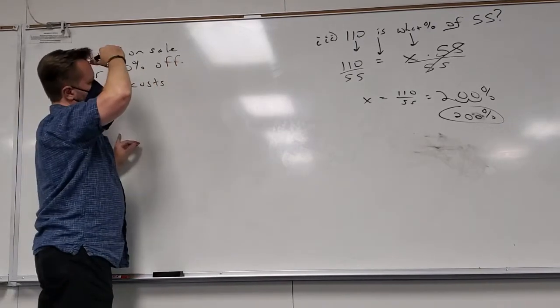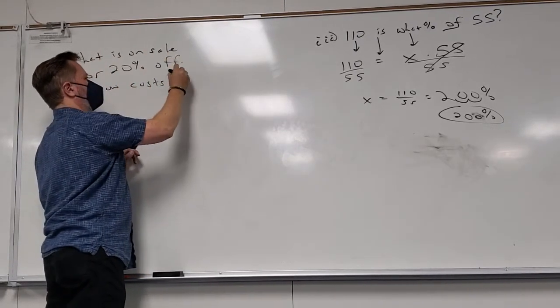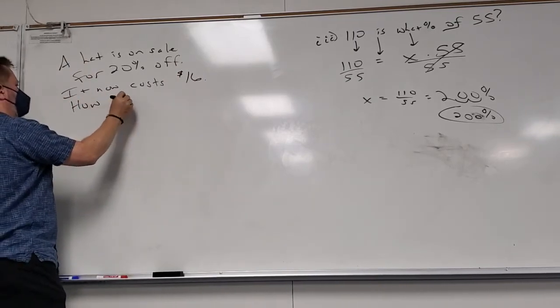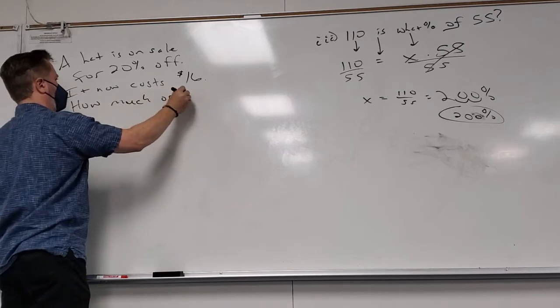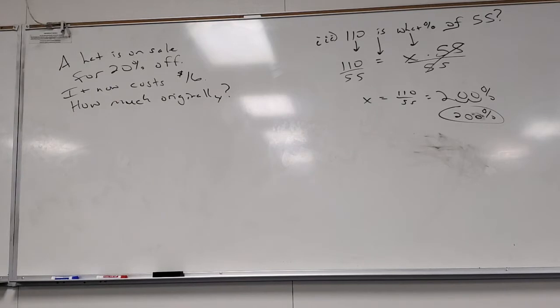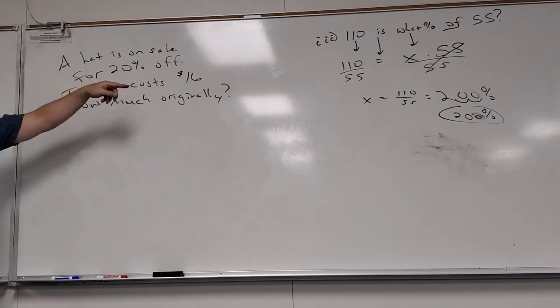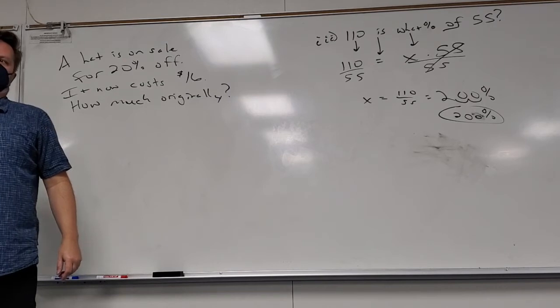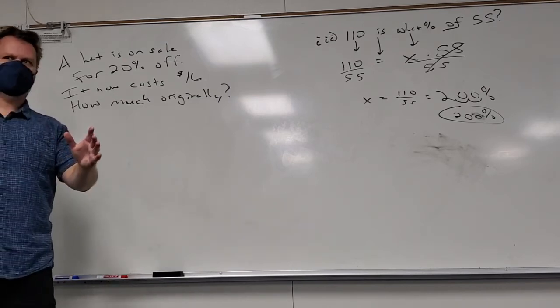Let's see. Sure. $16. How much did it cost originally? So the mistake that people make is they'll do 20% of 16 and they'll add it onto 16. Somebody here might have been thinking about doing that.